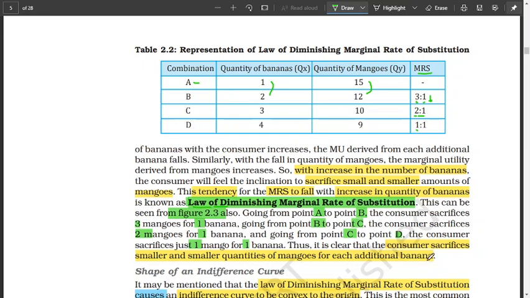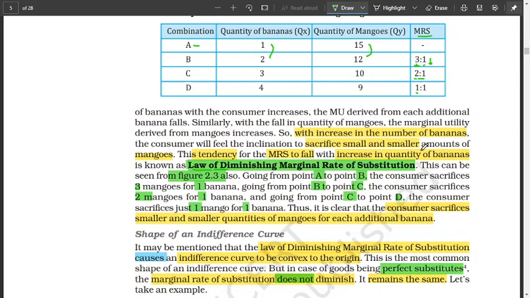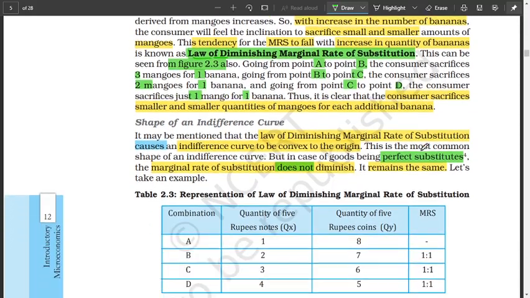Okay, that is what we learn about the indifference curve. You are indifferent whether you are on point A, B, C, or D, but the only thing is that if you move from A to B to C to D, you get more bananas, you sacrifice mangoes, but that pattern of sacrifice, you can clearly see that it keeps on diminishing, declining. That's why it's the diminishing MRS. That's about the concept of MRS and the diminishing MRS. Okay.